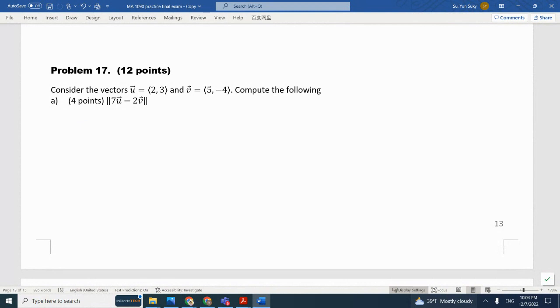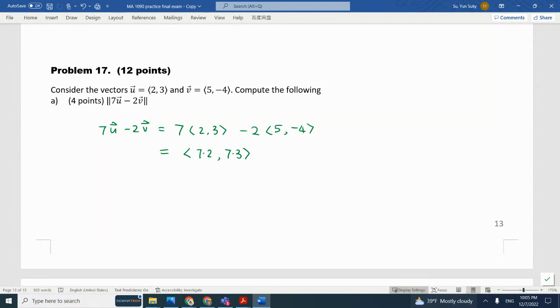So first of all, compute 7u minus 2v. So 7u, u is (2, 3), minus 2v, v is (5, -4). When we do the vector operations, a constant scalar multiplied by a vector means we multiply all the components by that number. So that means 7 times 2 and 7 times 3.